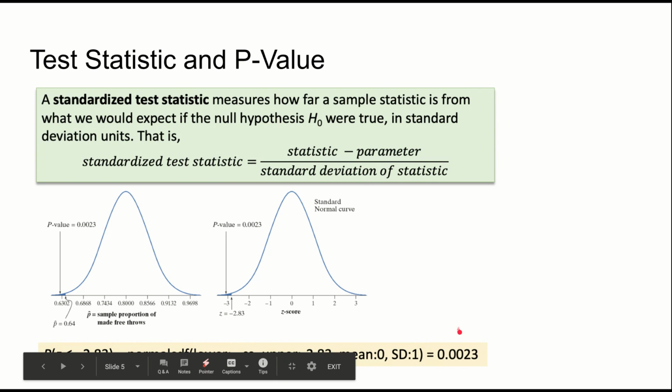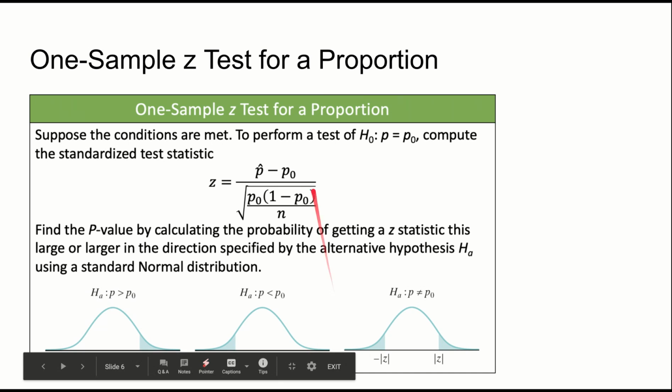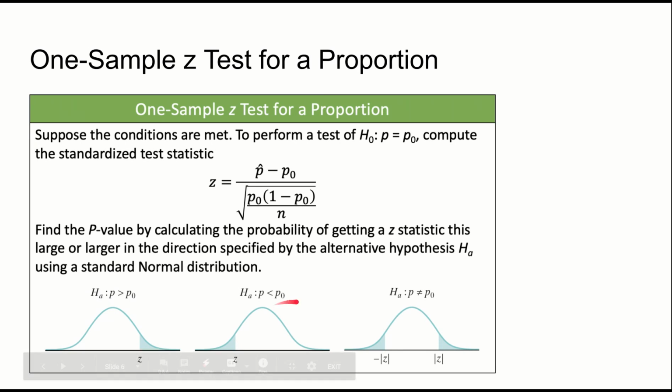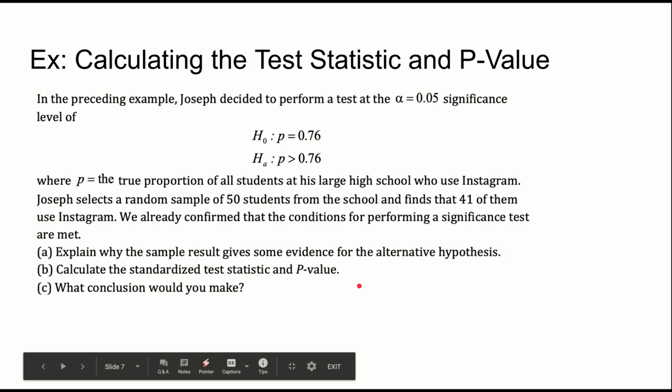Well, it's covered up by the bar, but you can see the formula there in yellow. All right, so for a one sample z-test for a proportion, we're going to use this formula right here, and we can either have an upper tail test where p is greater than p naught, a lower tail test where p is less than p naught, or a two-sided test where p is not equal to p naught. Let's read this example and then we'll move on.